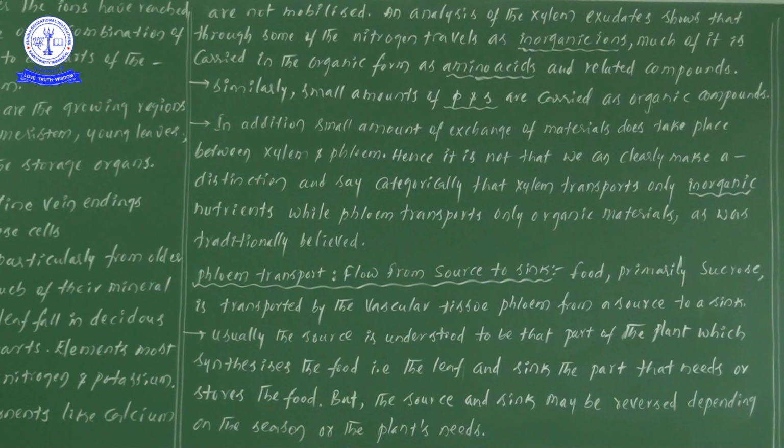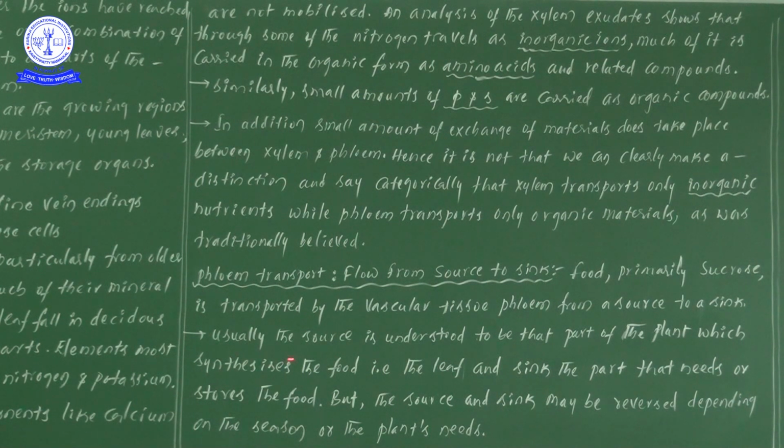First of all, starch is there, later it is converted into glucose, and later it is converted into sucrose. Sucrose is the transport form, meaning whatever food materials are there in the leaves must at any cost be converted into sucrose, and only then will it be translocated or transported from one place to another. So that's why we have written that the food, particularly sucrose, is transported by the vascular tissue phloem from the source to the sink.